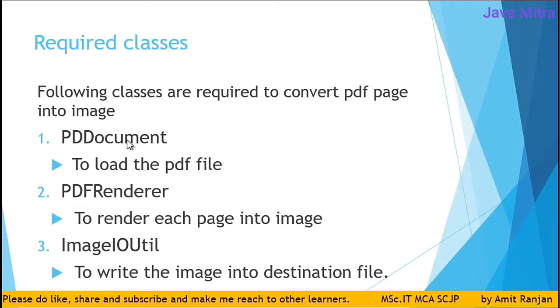The first one is PDDocument to load the PDF file, and then the PDFRenderer class to render each page into an image, and finally the ImageIOUtil class which will write each image to the destination file. So I need only three classes here. First one to load the PDF file, second one to scroll each page and render it into the image, and the ImageIOUtil class to write the images into the destination file. So let's go to work on it.